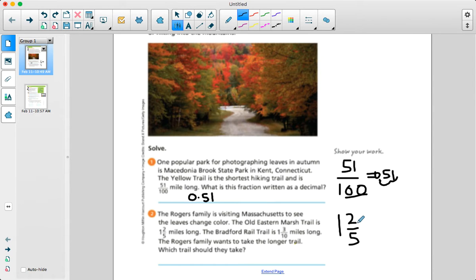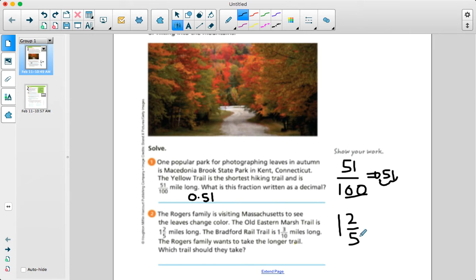All right, down here it says, the Roger family is visiting Massachusetts to see the leaves change color. The Old Eastern Marsh Trail is 1 2/5 mile long. The Bradford Rail Trail is 1 3/10 miles long. The Roger family wants to take the longer trail. Which trail should he take?